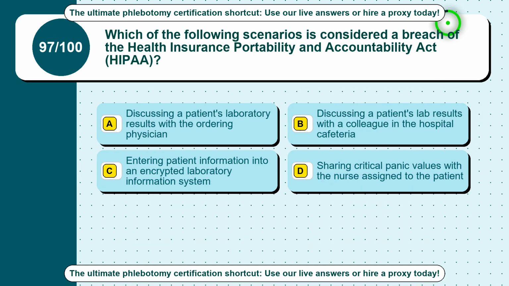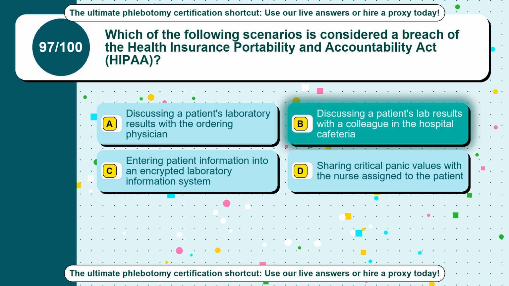Question 97. Which of the following scenarios is considered a breach of the Health Insurance Portability and Accountability Act, HIPAA? Option A. Discussing a patient's laboratory results with the ordering physician. Option B. Discussing a patient's lab results with a colleague in the hospital cafeteria. Option C. Entering patient information into an encrypted laboratory information system. Option D. Sharing critical panic values with the nurse assigned to the patient. The correct answer is option B.